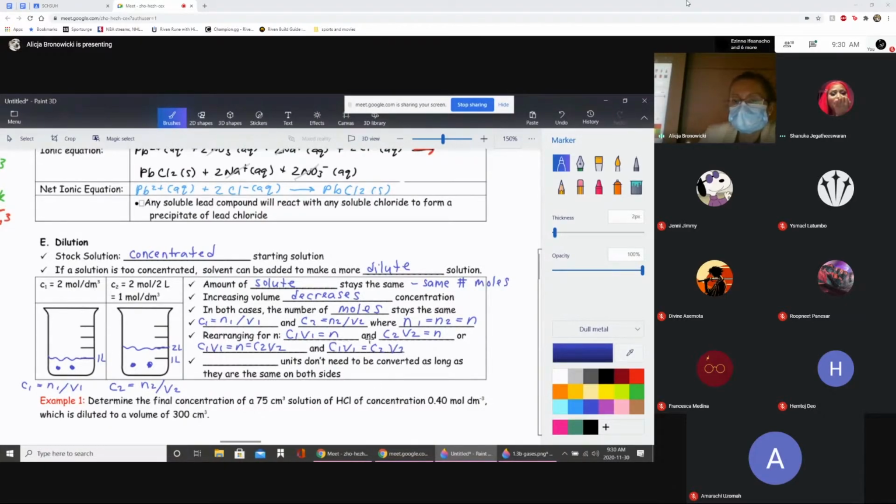Okay, so you've got a dilution formula. Your volume units don't need to be converted as long as they are the same on both sides. So you've got a nice little formula here: C1V1 equals C2V2.